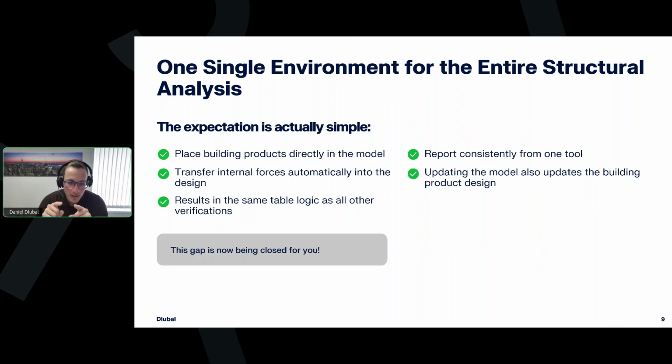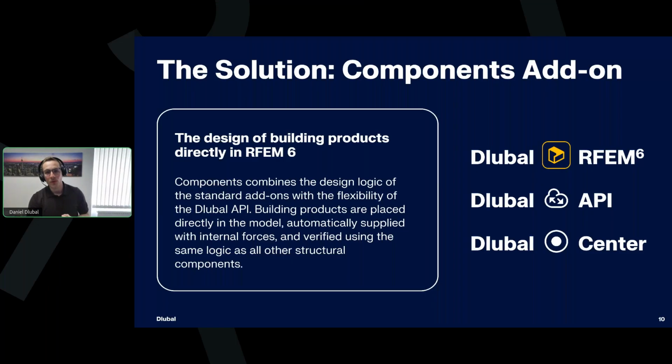And now this gap is being closed for you because we have developed a new solution for you, the add-on Components. Components is the right add-on as an extension of your previous or already existing standard add-ons like steel design, like concrete and timber design, because now you can do the design of building products, of components directly in RFEM 6. So Components combines the design logic of the standard add-ons like steel, concrete.